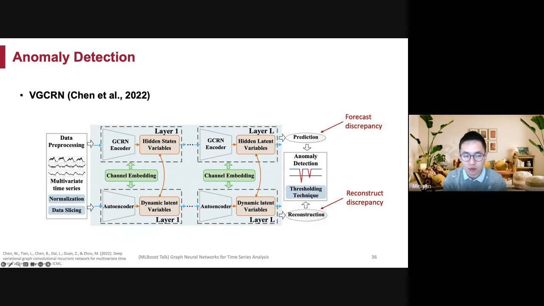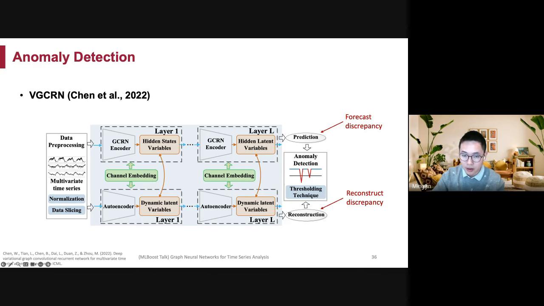Another one is to fuse different discrepancies in a single framework. So given a time series again, you have a GNN-based encoder, and you also have other implementations, like an autoencoder to do the reconstruction. The upper line will do the one step ahead forecasting similarly, and it's called the prediction. So this will optimize the forecast discrepancy. And the bottom line will try to reconstruct the given signal, and it will calculate the reconstruct discrepancy.